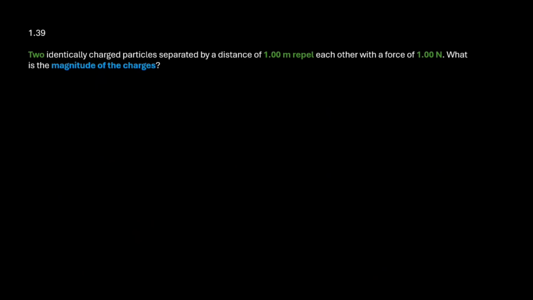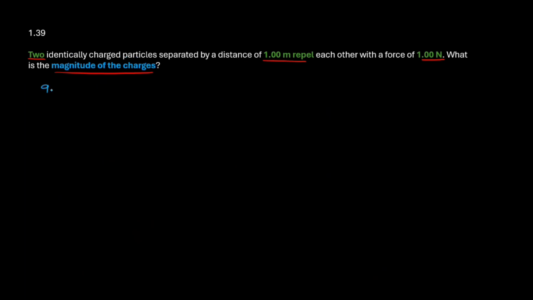Question 1.39. Two identically charged particles separated by a distance of 1 meter repel each other with a force of 1 Newton. What is the magnitude of the charges? So let us write down what is given to us. I have two identically charged particles.